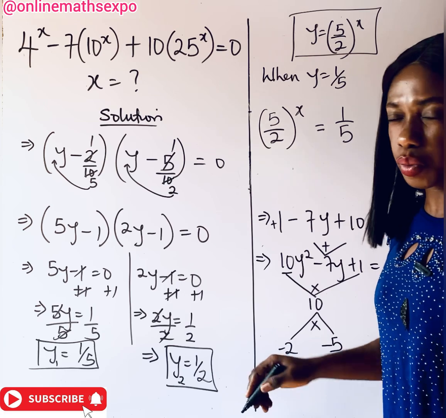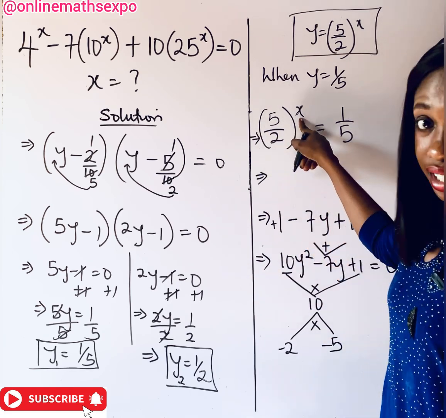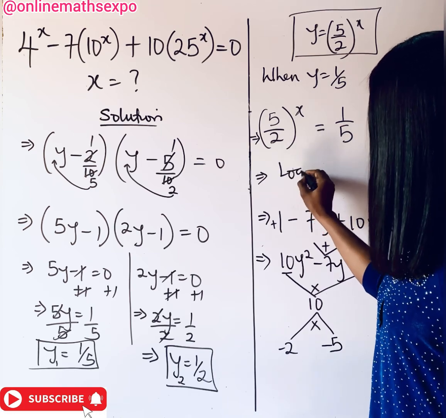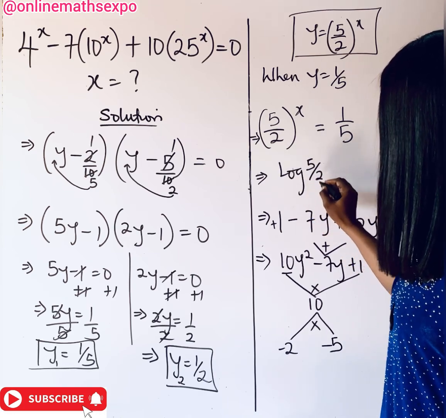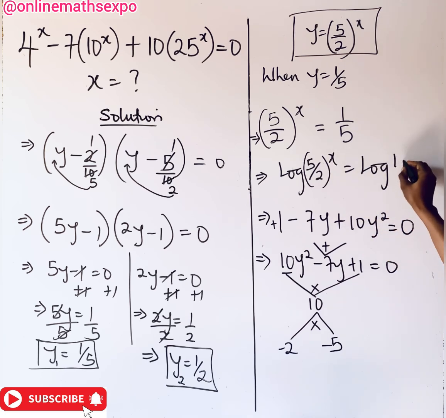So what do you do at this point? Just take the log of both sides to enable you find the value of x. And to do that, you have log of 5 over 2 raised to power of x is equal to log of 1 over 5. What do you do again?